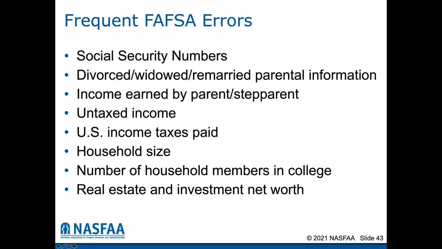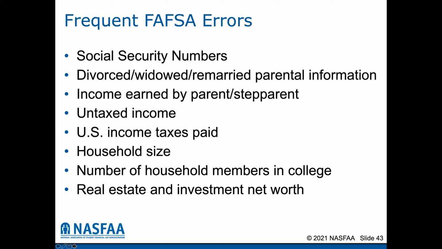Frequent FAFSA errors, social security numbers. If you're doing it for multiple students, you have twins, or the parents are doing it for the student, sometimes they'll put their social in as the student social. So you need to make sure when you're on the application, in the upper left-hand corner, there's a ribbon that says student information or parent information. Just always refer back up to the top left corner to see what page you're on and whose information they're looking for. So social security numbers are a big one.